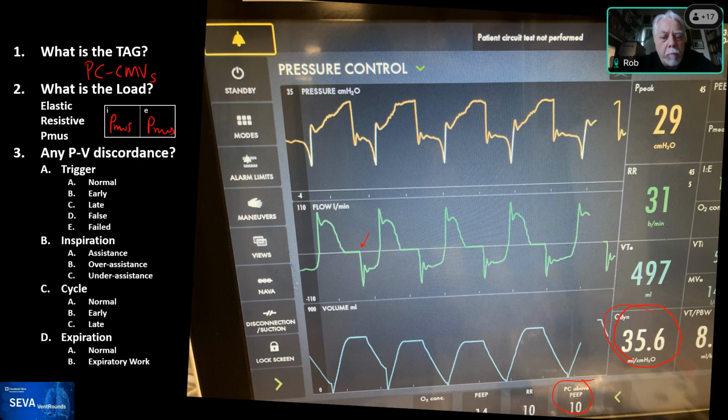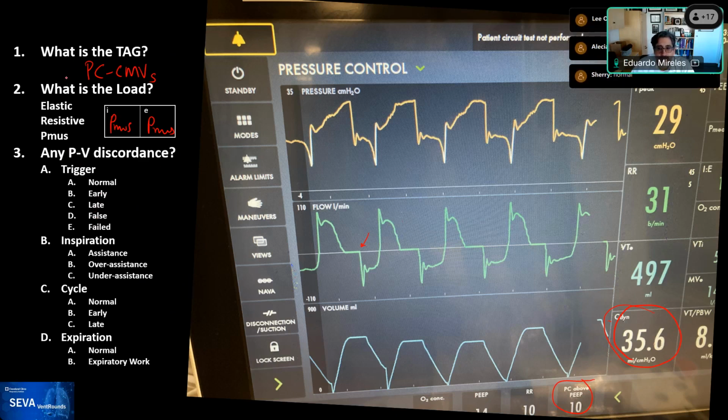Excellent. In terms of discordance, how's the trigger? Normal, early, late, false, fail? Yeah. Good. Great job, team. So this is definitely normal. I mean, it drops a lot, but that's because this patient is asking for a lot of effort. The respiratory drive is very high on this patient, but the trigger is normal. In terms of inspiration, is there assistance, over assistance, or under assistance?